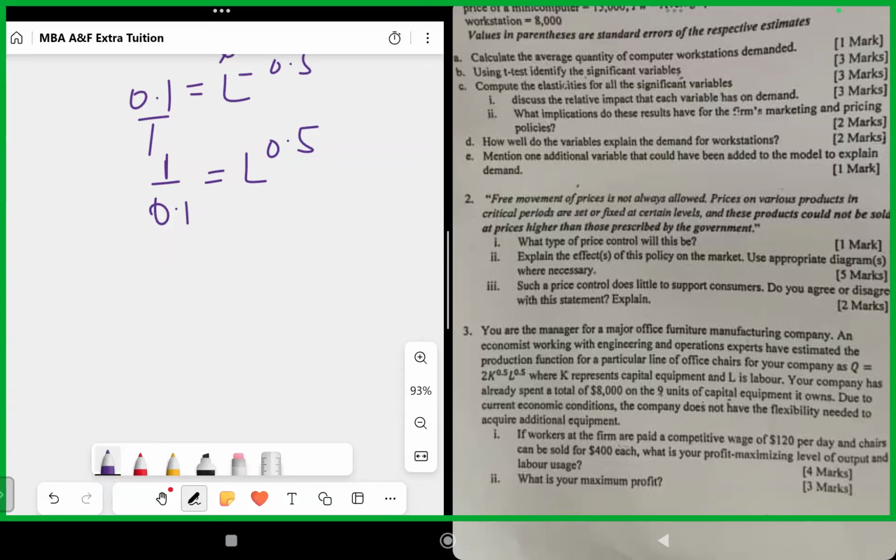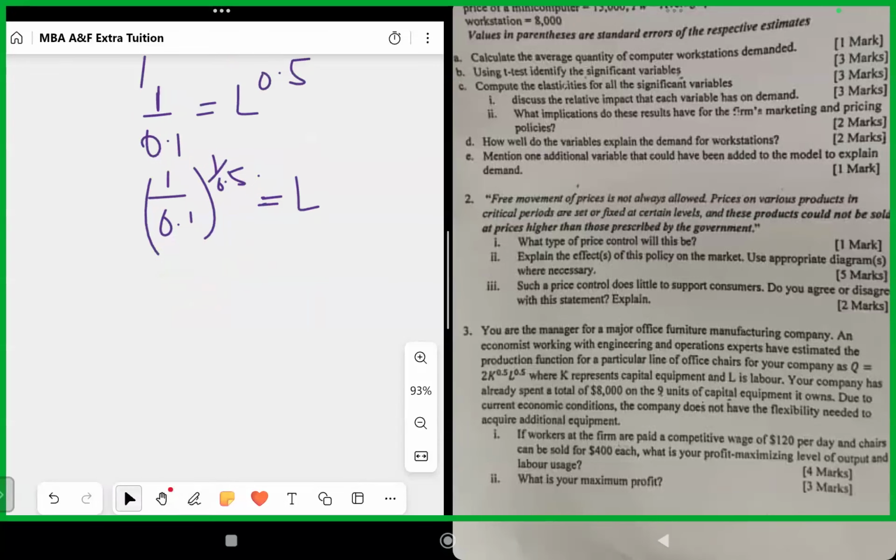So when the index, the 0.5, crosses the sign, which is 1 over 0.1, all will be multiplied by 1 over exponent 0.5. Exponent 1 over 0.5 equals what? L. Are you getting it?